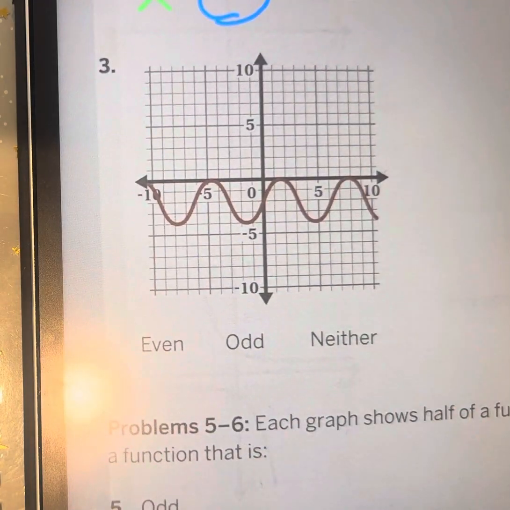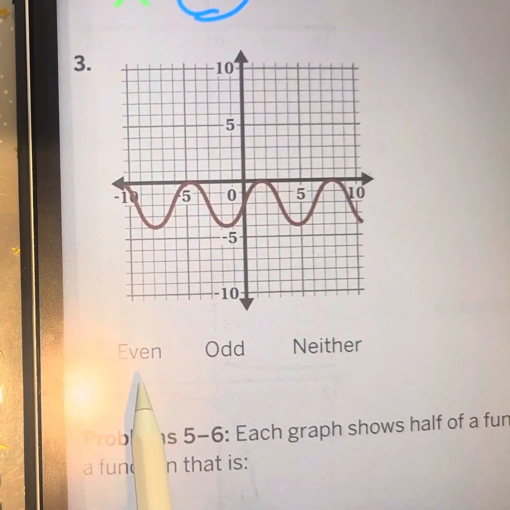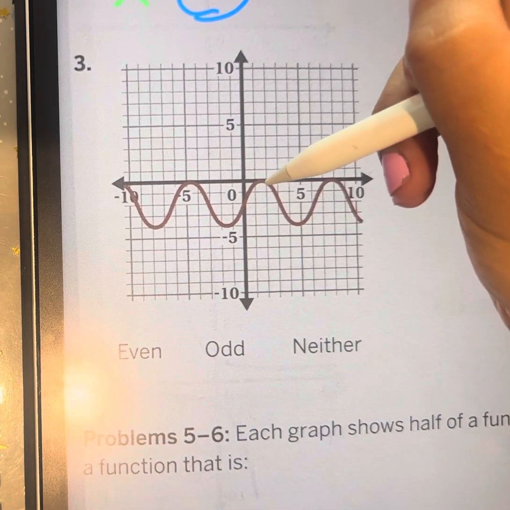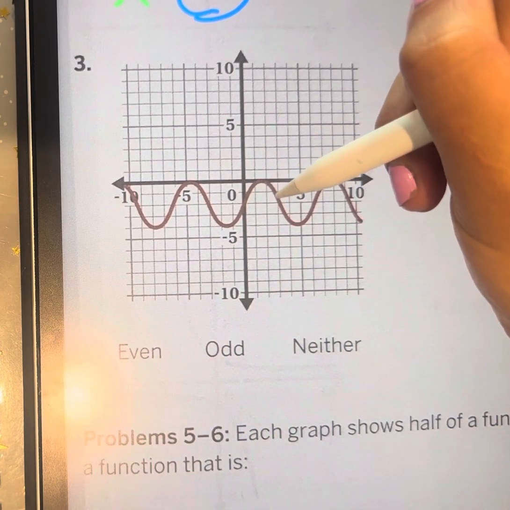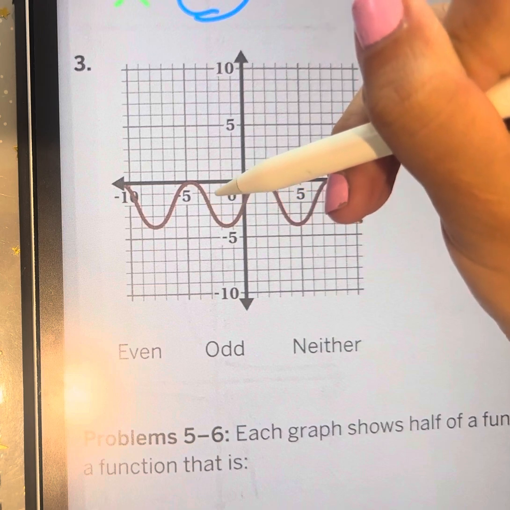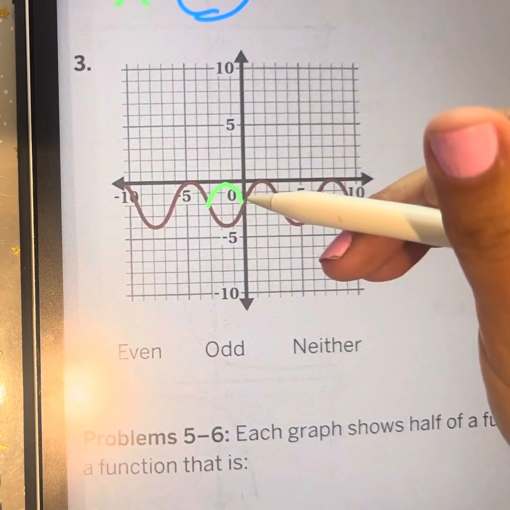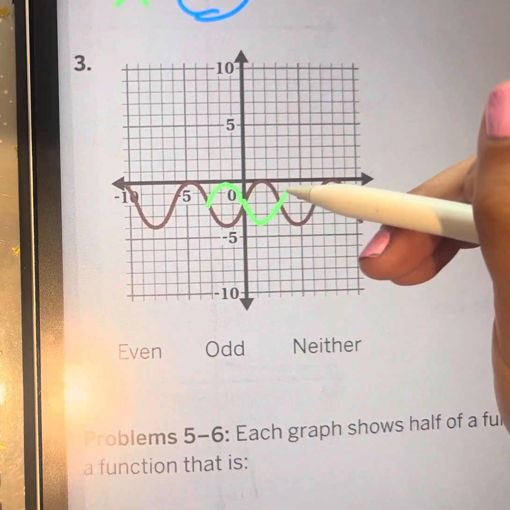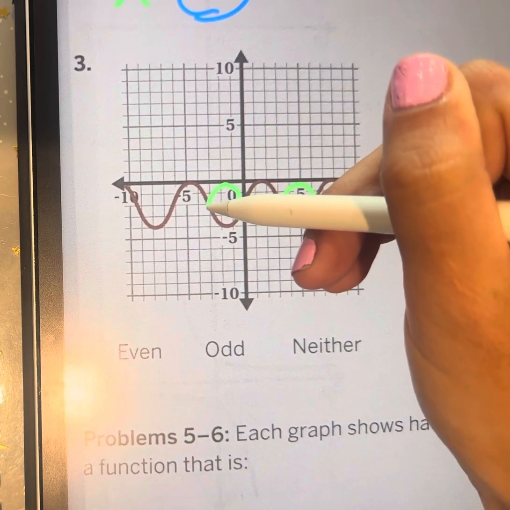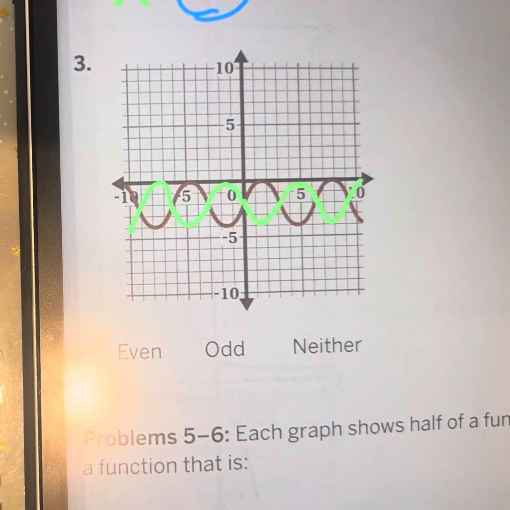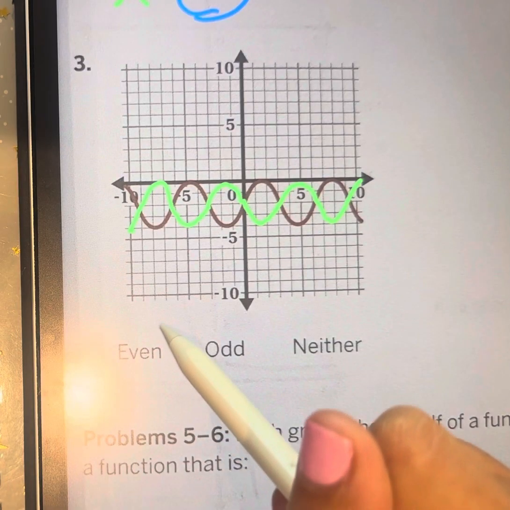Okay, let's check this guy. Let's flip him horizontally. See what's going on. This little mountain would flip over to be here. And this little valley would flip over to be here. And we would just kind of have that. Okay, so not even.